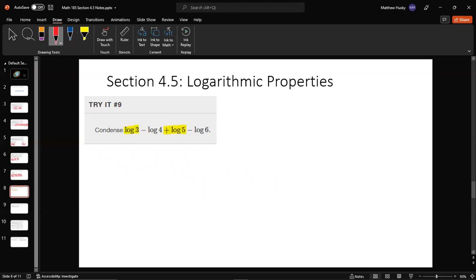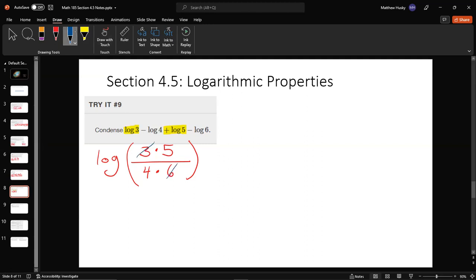So what that will mean, we're going to have a single log here. The 3 and the 5 are positive. Those ones are being added. So those are going to be multiplied on the top. And then underneath here, the 4 is being subtracted. And the other thing to notice is the 6 is being subtracted. So both the 4 and the 6 are going to end up on the bottom because those are the ones that are being subtracted. We can clean this up a little bit here.